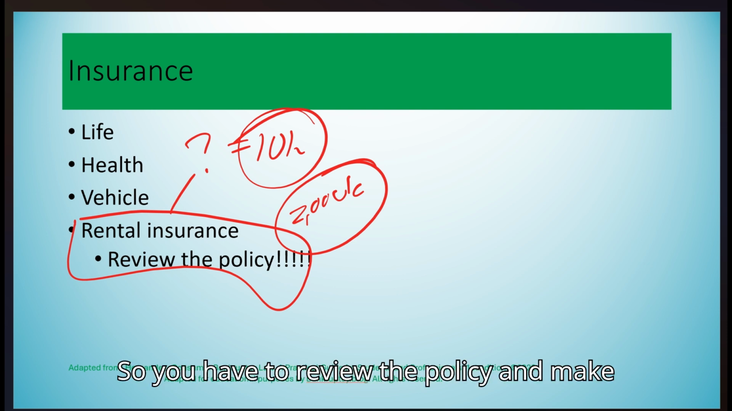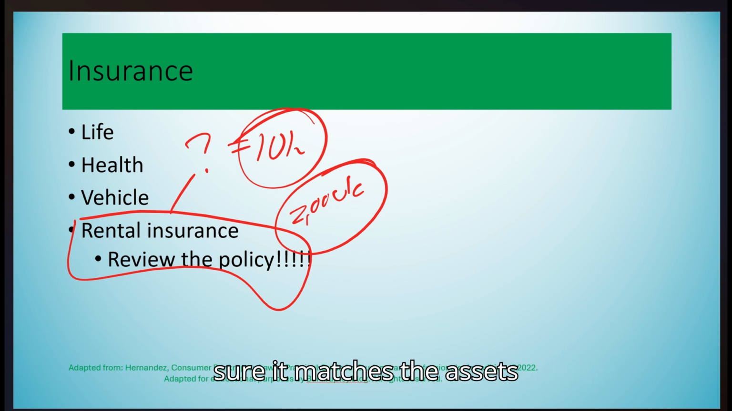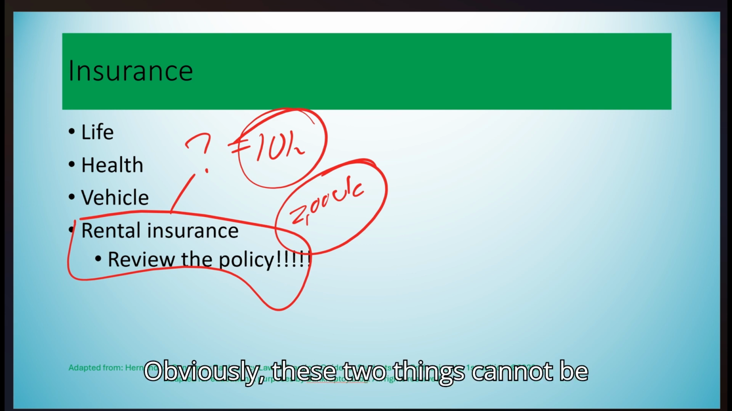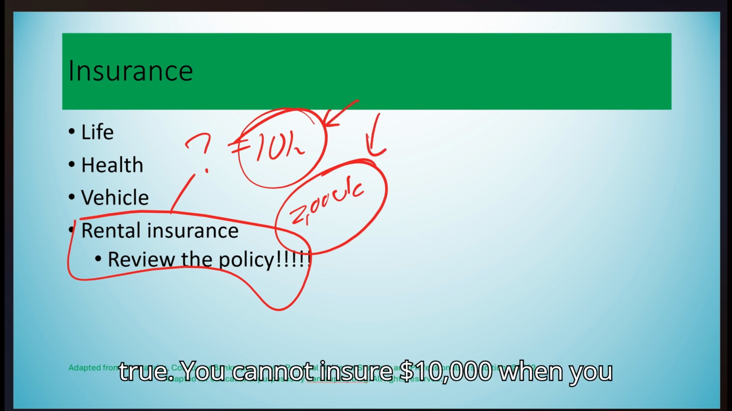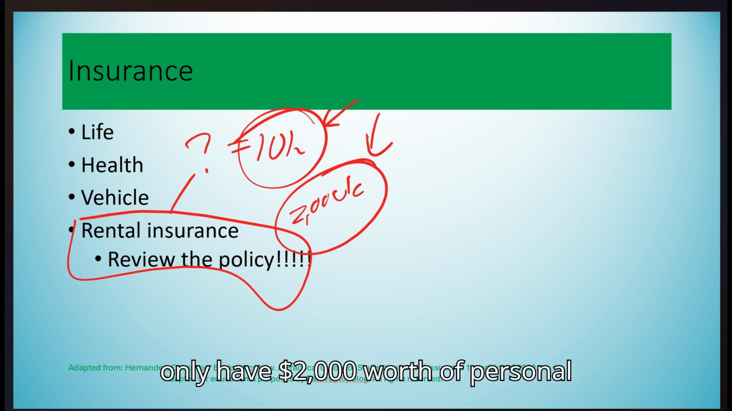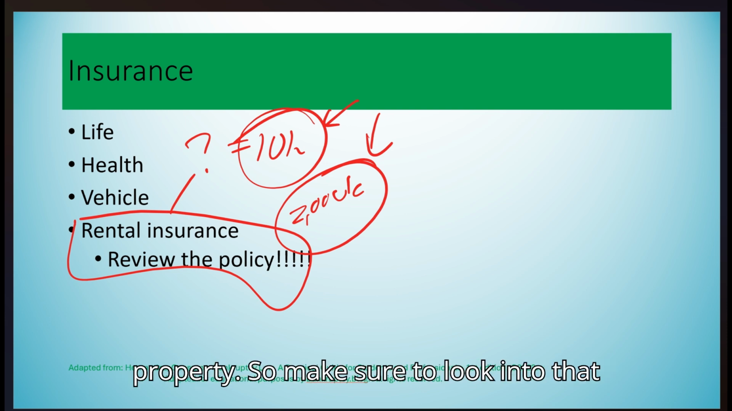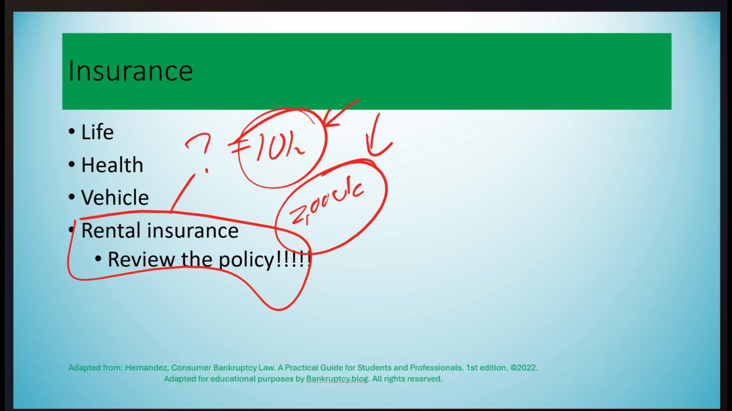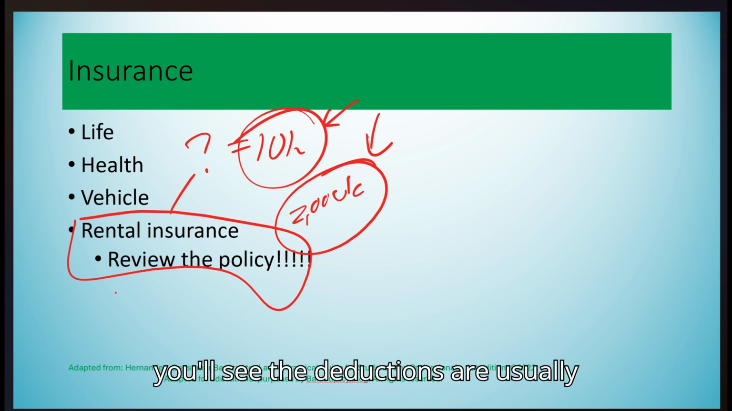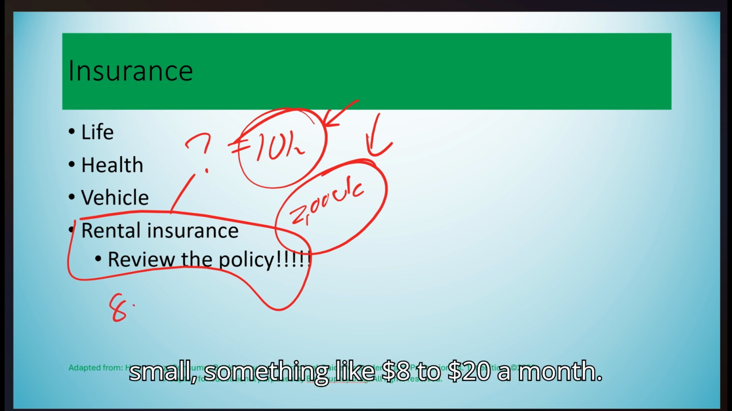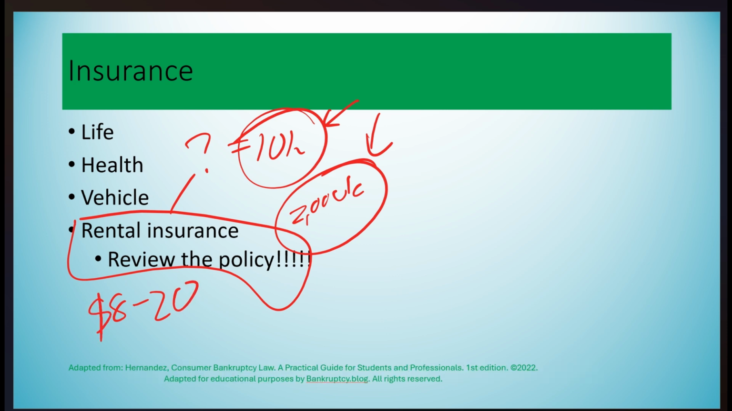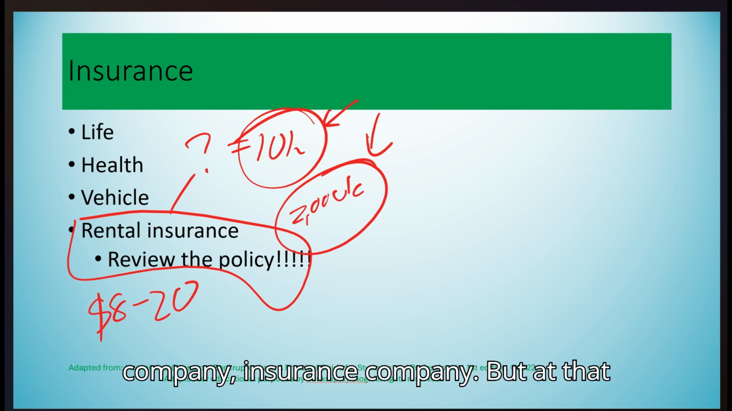So you have to review the policy and make sure it matches the assets listed in the bankruptcy petition. Obviously, these two things cannot be true. You cannot insure $10,000 when you only have $2,000 worth of personal property. So make sure to look into that, and you'll see the deductions are usually small, something like $8 to $20 a month, and it'll go to whatever insurance company.